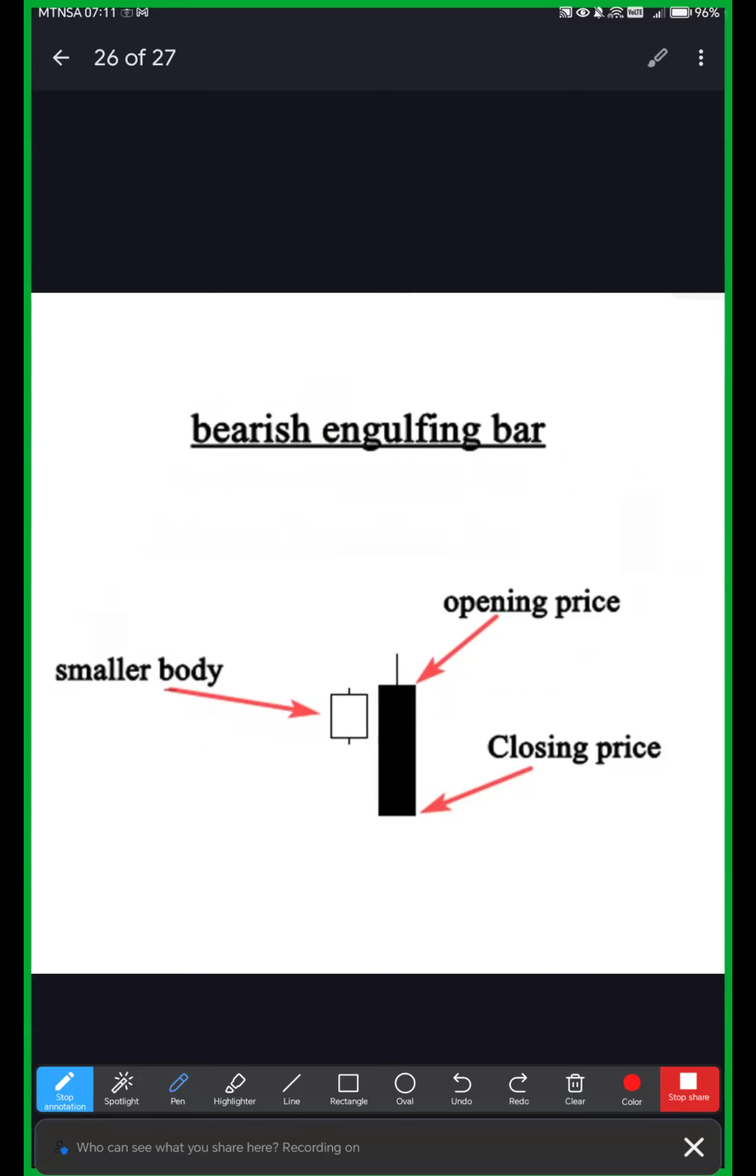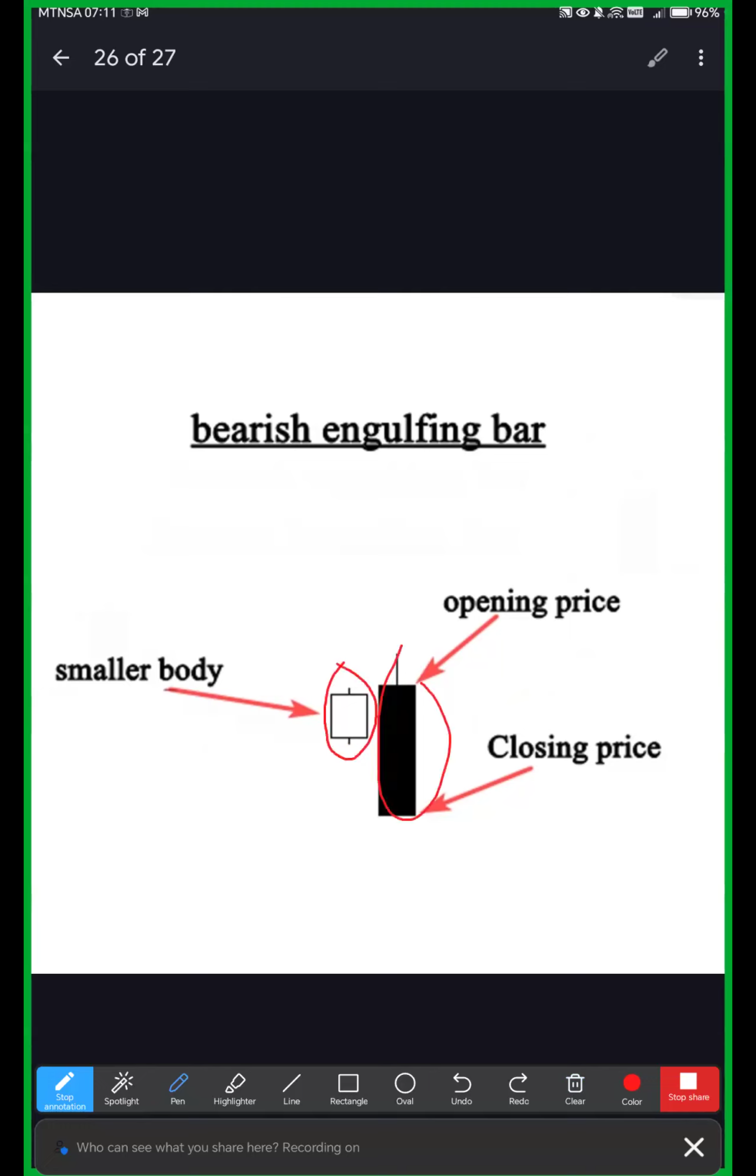If this candle was a person, this person is here, and in front of him or her, there is another person which is taller than him or her. Is this person going to be able to see in front here? No, he's not going to be able to see what is ahead of him. So this candle is covering this one, so it cannot see what is happening ahead. In this case, this candle is engulfing this one.